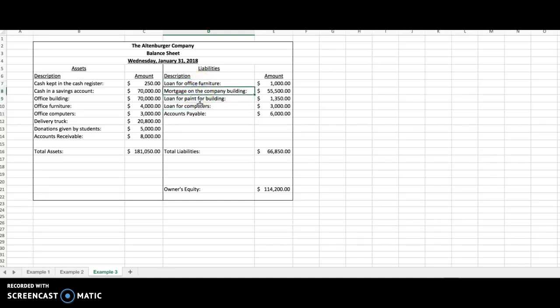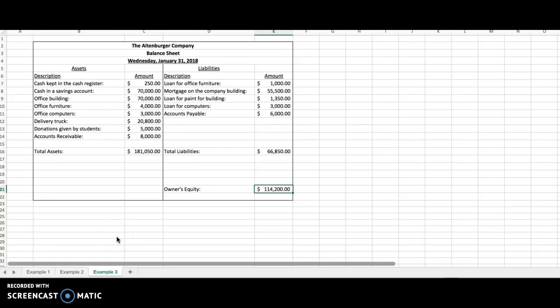We also owe a mortgage on the company building, which basically is a loan. So we owe all this money for the business, and then another amount of $6,000 is added to that. So we owe all of that money, which totals $66,850, giving us an owner's equity, or again, net value of $114,200.